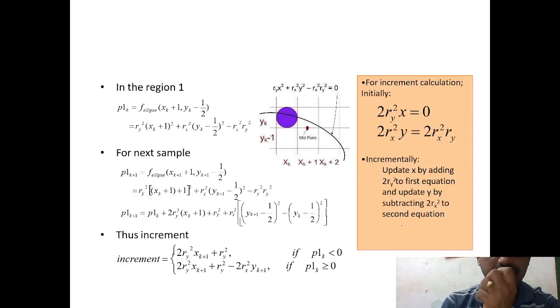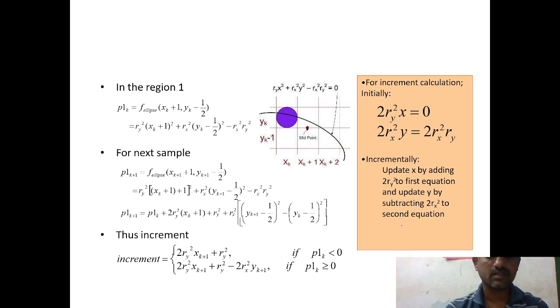See, in region 1, P1k equals f ellipse of (xk plus 1, yk minus 1 by 2), which is ry square of (xk plus 1) whole square plus rx square of (yk minus 1 by 2) whole square minus rx square ry square. For the next sample, P1k plus 1 equals f ellipse of (xk plus 1 plus 1, yk plus 1 minus 1 by 2), which is ry square of (xk plus 1 plus 1) whole square plus rx square of (yk plus 1 minus 1 by 2) whole square minus rx square ry square. So P1k plus 1 equals P1k plus 2 ry square (xk plus 1) plus ry square plus rx square of [(yk plus 1 minus 1 by 2) whole square minus (yk minus 1 by 2) whole square].